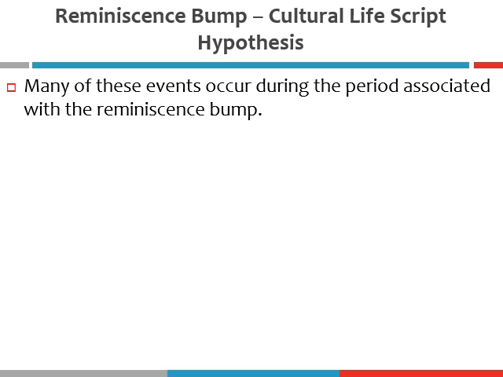Right? So, similar to what we saw with the self-image hypothesis, many of these events in life, in our particular culture in the United States, happen between the ages of 10 and 30, or they happen in periods that are typically associated with the reminiscence bump.